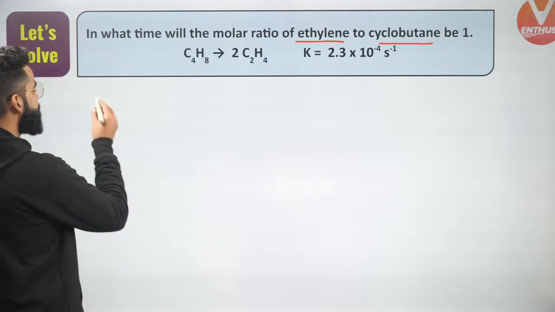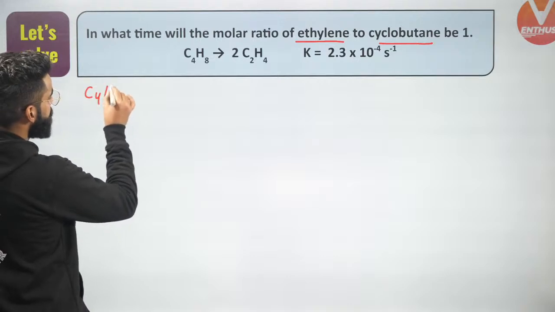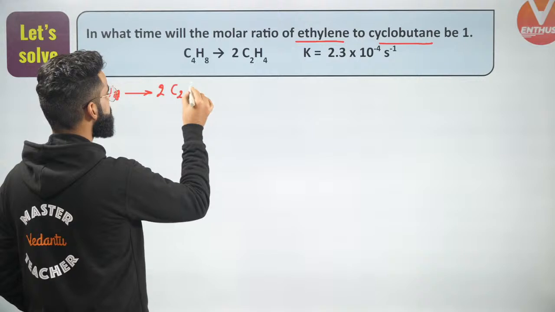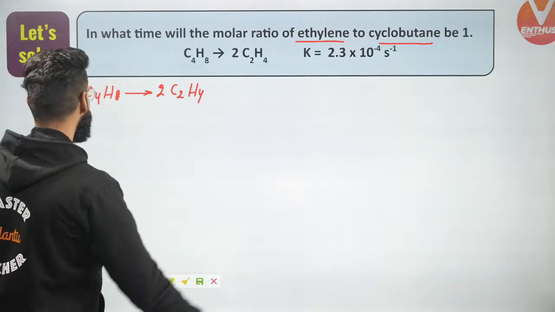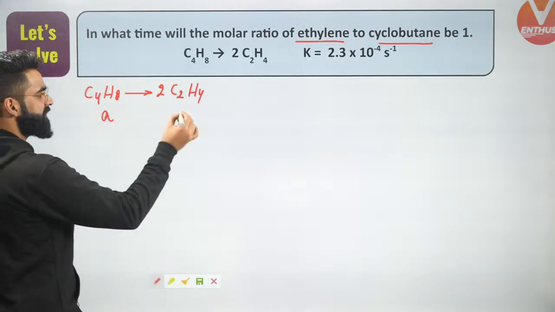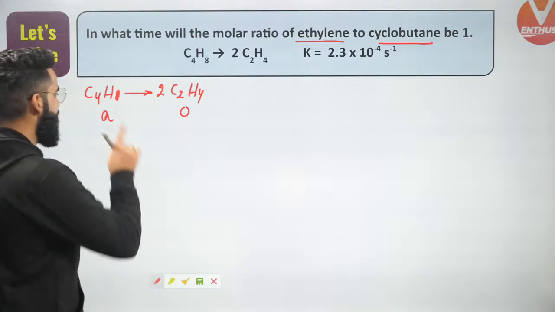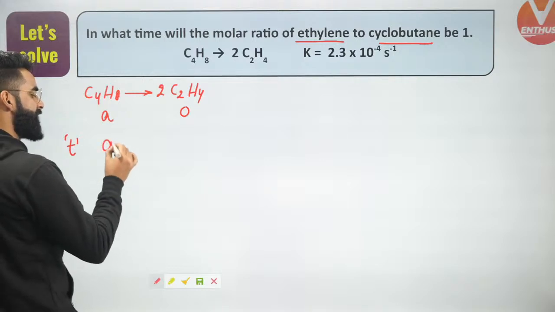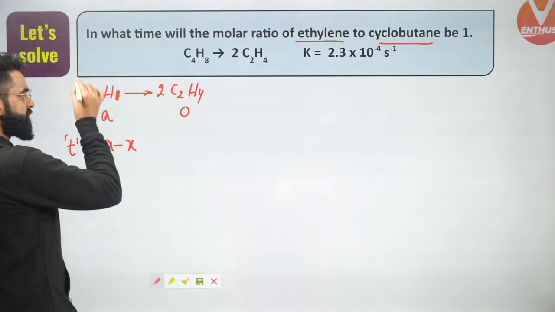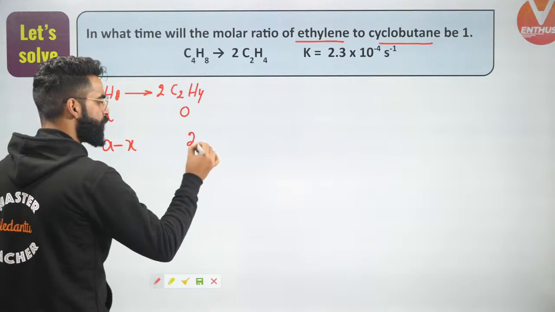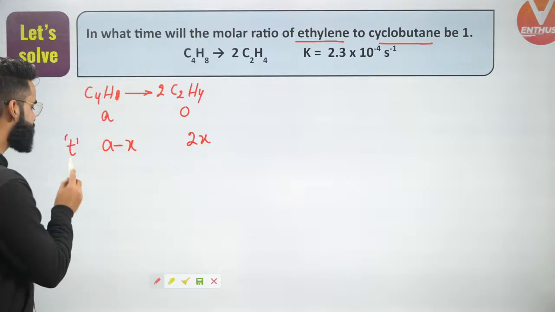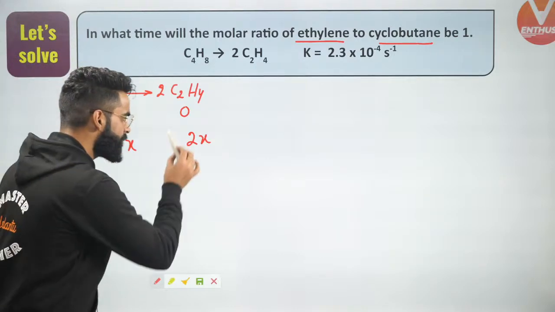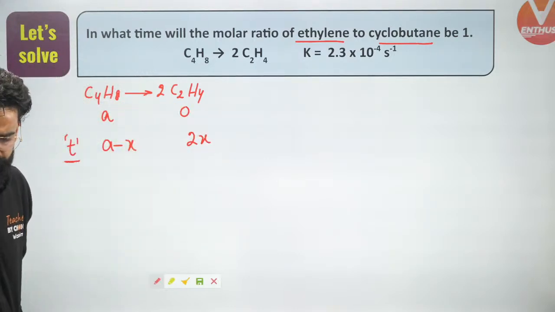See, I'm writing the reaction again. It's C4H8, it gives 2 times C2H4. Let's say initially at time t equal to 0, I have A moles of this reactant, and the product is going to be 0. Let's say at time t, X moles have converted into products. So I'll be left with A minus X moles of reactant. Since 1 mole gives 2 moles, X moles will give me 2X moles. So at time t, the moles of reactant left is A minus X, and the moles of product formed is 2X.